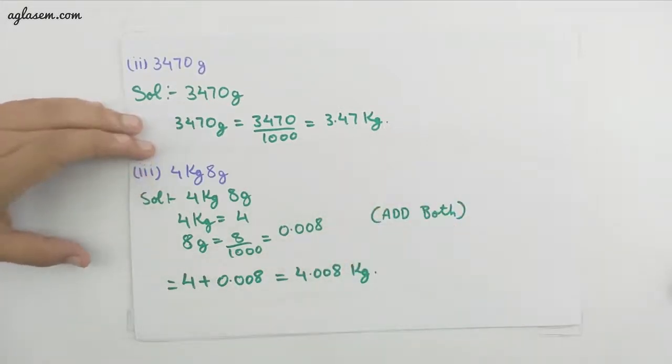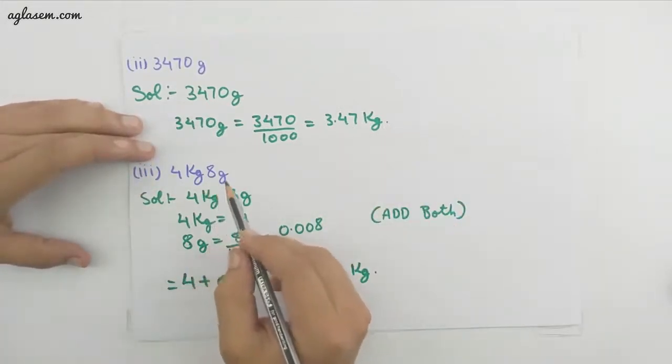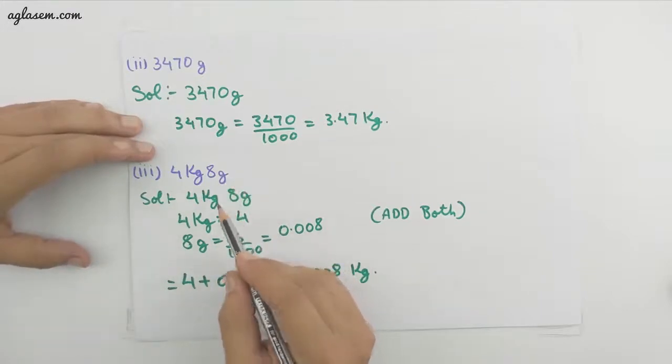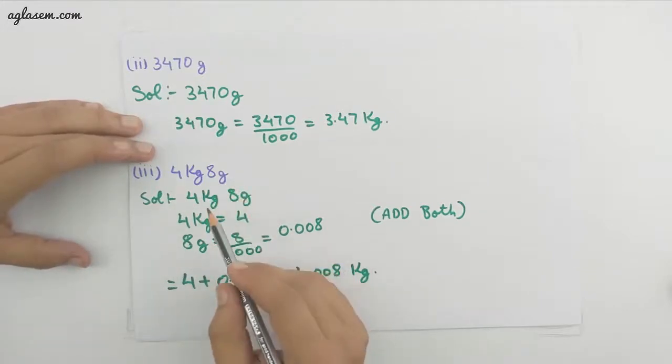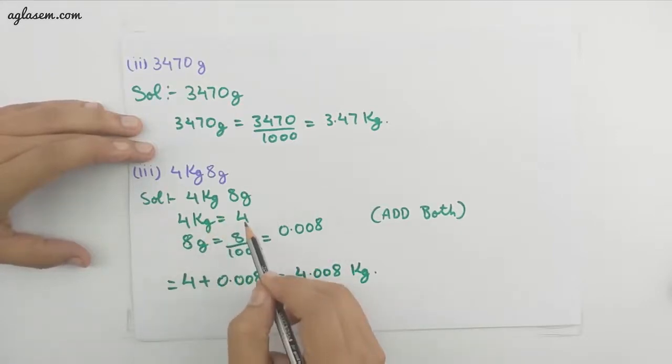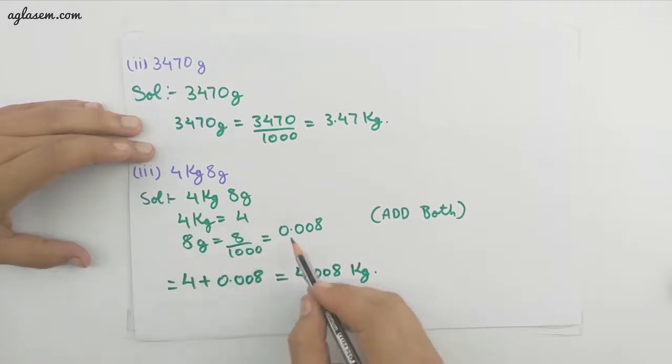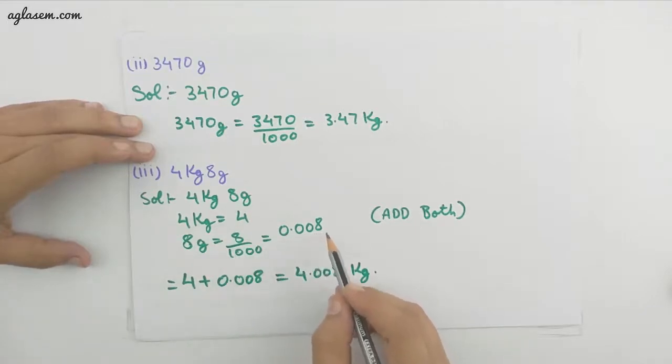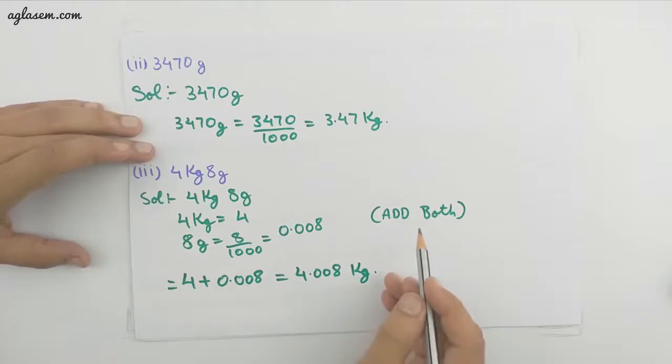Moving to the third part, which is 4 kg and 8 grams. We have to add, but first we have to change it into kilograms. So 4 kilogram is 4 kilogram only, and 8 grams will be 8 upon 1000. That means 0.008 kilograms.